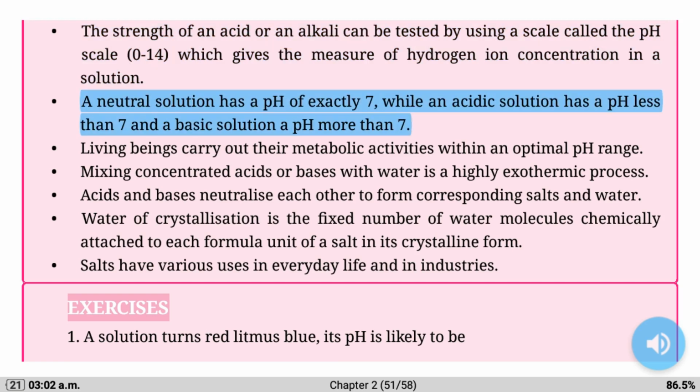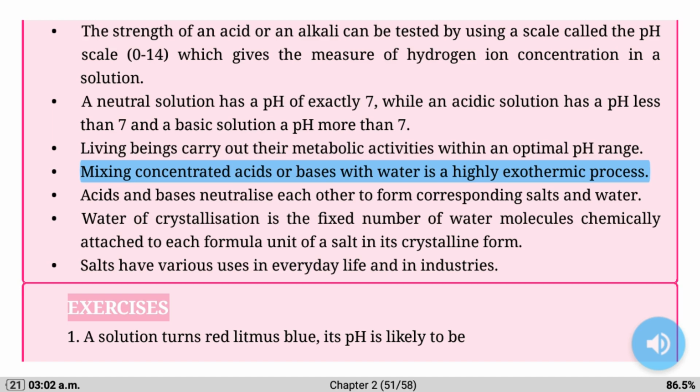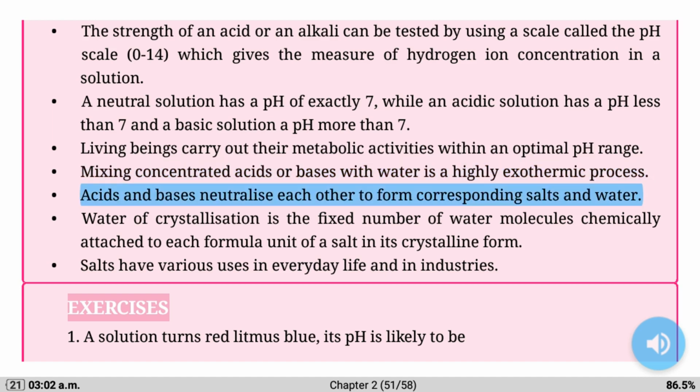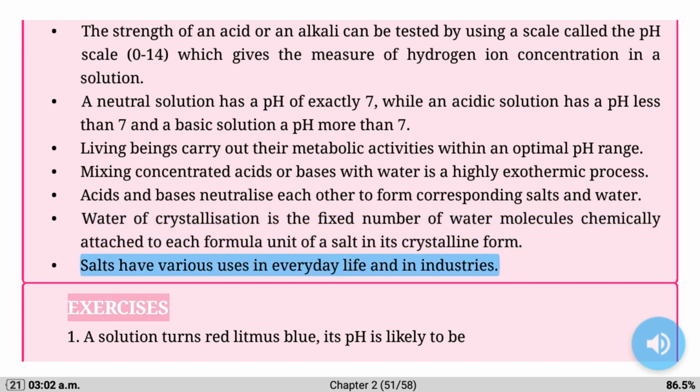A neutral solution has a pH of exactly 7, while an acidic solution has a pH less than 7 and a basic solution a pH more than 7. Living beings carry out their metabolic activities within an optimal pH range. Mixing concentrated acids or bases with water is a highly exothermic process. Acids and bases neutralize each other to form corresponding salts and water. Water of crystallization is the fixed number of water molecules chemically attached to each formula unit of a salt in its crystalline form. Salts have various uses in everyday life and in industries.